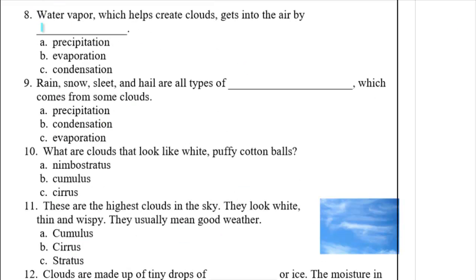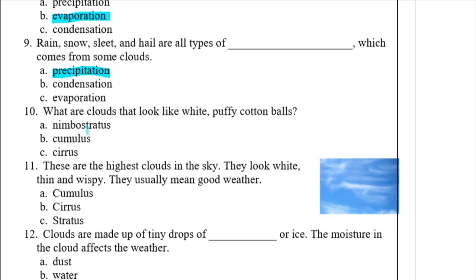After that, number 8, water vapor, which helps create clouds, gets into the air by the evaporation process, so by evaporation. Rain, snow, sleet and hail are all types of precipitation, excellent, that come from some clouds. What are the clouds that look like white puffy cotton balls? White and puffy, so it will be cumulus cloud.